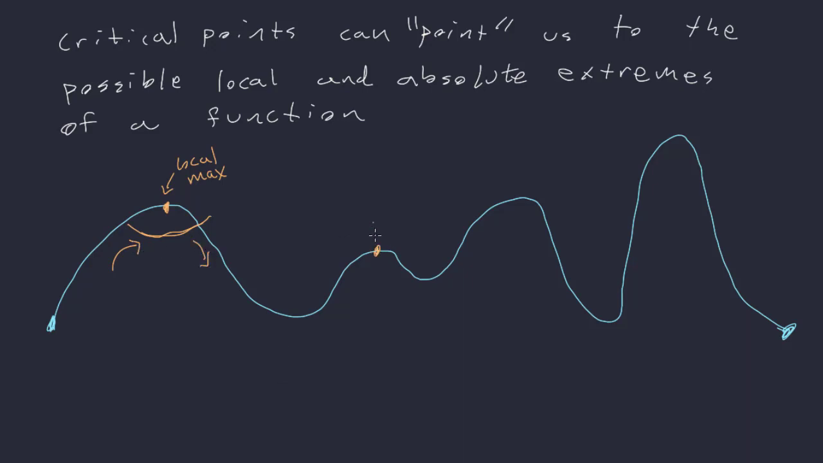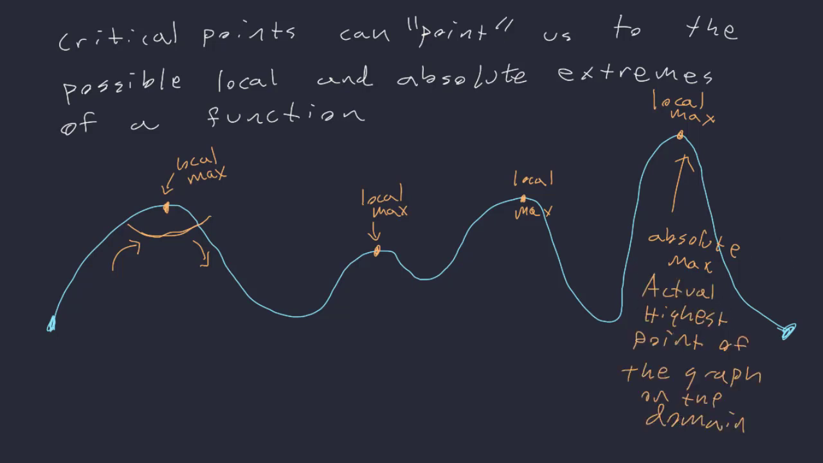Okay, this is also a local max. This is a local max. Okay, this right here, this is a local max and what we would call the absolute max. And it's an absolute max because it's the actual highest point of the graph on this domain.